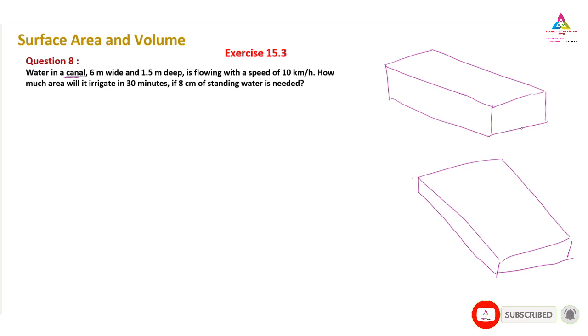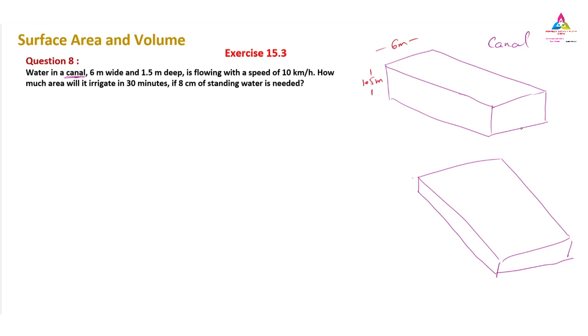The first one is a canal. So for that canal, we will go through the length and breadth they have given. They have given us 6 meter wide. So remember it is 6 meter wide and 1.5 meter height, so this is deep. That is the first thing they have mentioned.